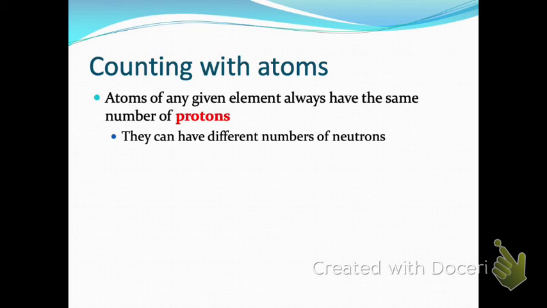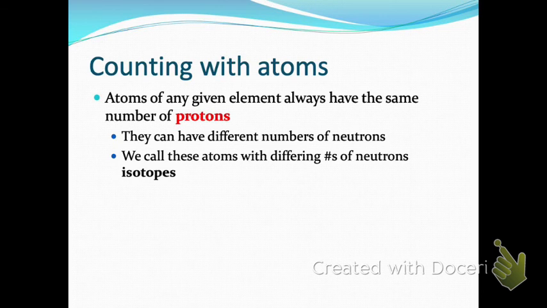They can have different numbers of neutrons. Okay, so there can be 2 oxygen atoms that have different masses, that weigh different things. Okay, and these have a special name called isotopes.